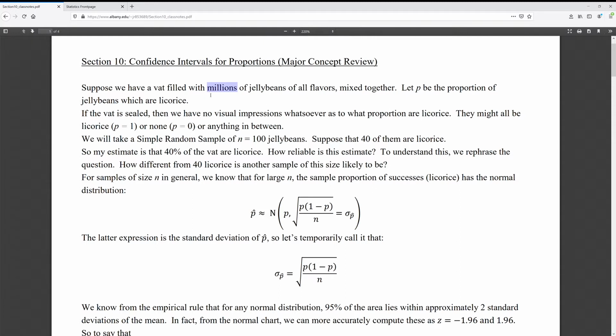So millions and millions of jelly beans of all flavors mixed together, and let's let lowercase p be the proportion of jelly beans that are licorice. Or, probability being what it is, the probability that you get a licorice when you pick one out, right?